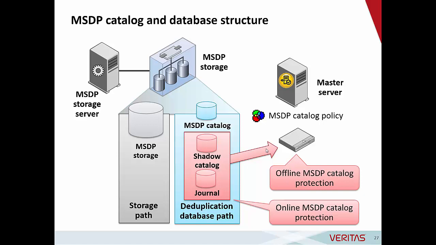Here's a closer look at the anatomy of an MSDP pool. Here we see the storage path, which contains the actual data segments, and the catalog path, which contains the deduplication database. And that's all of your metadata and your fingerprints and pointers. And it also contains the structures that are used to provide online protection, the shadow catalog and the journal, the same volume but a different directory than the rest of the deduplication database. And it is those elements, the shadow catalog and the journal, that will be protected if we choose to configure an MSDP catalog backup policy.